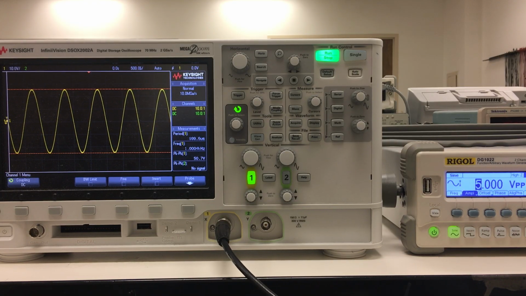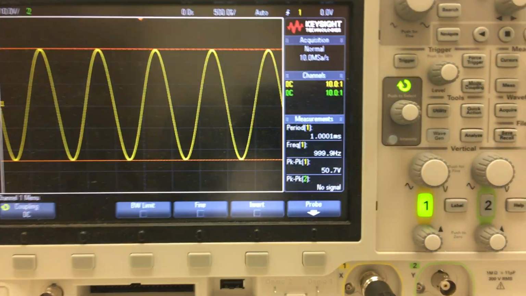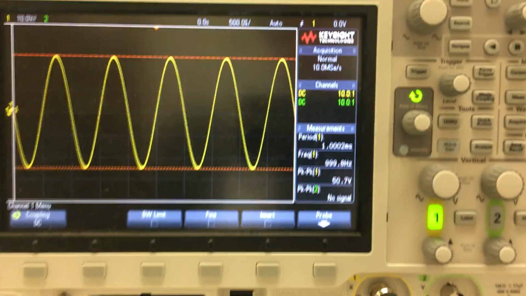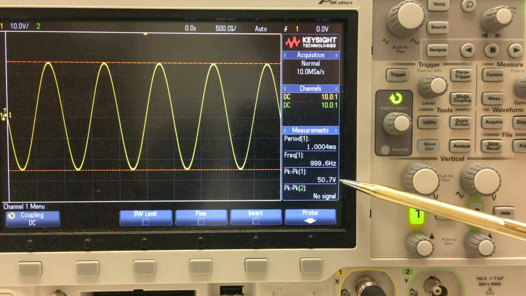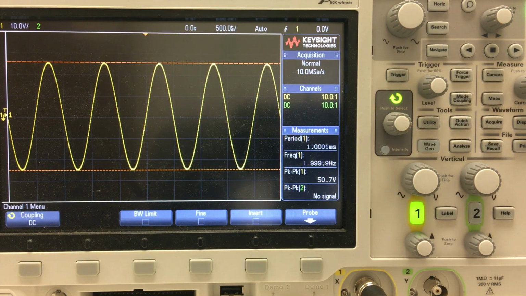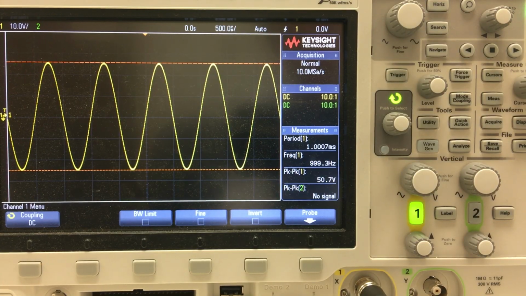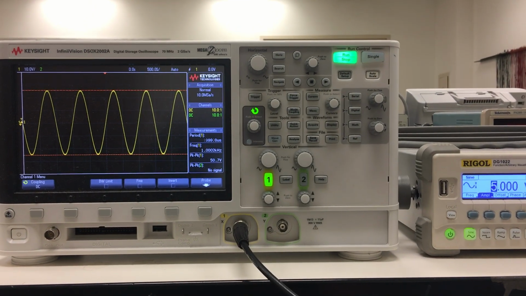But when you look at the oscilloscope output, what do you see? Well, what you see for channel one, voltage peak to peak is 50.7 in this case, but there's effectively a 10 to 1 ratio problem. Why is that? Why do we have a 10 to 1 ratio problem?